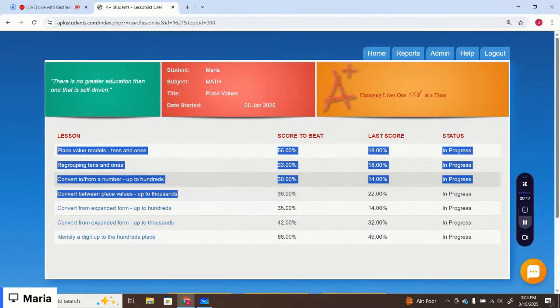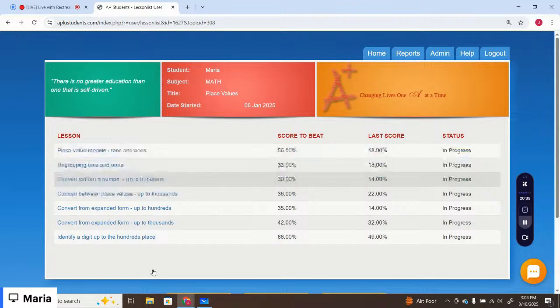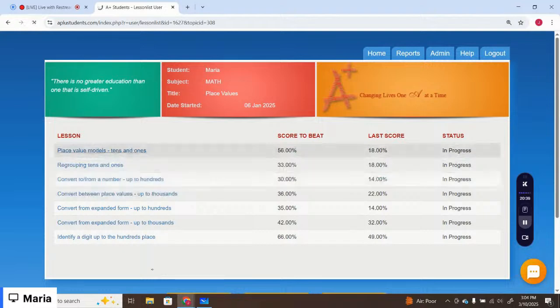Here I'm on grade 2 math. The chapter we're on right now is place values. Let's just start with the lesson that is place value models, tens and ones.